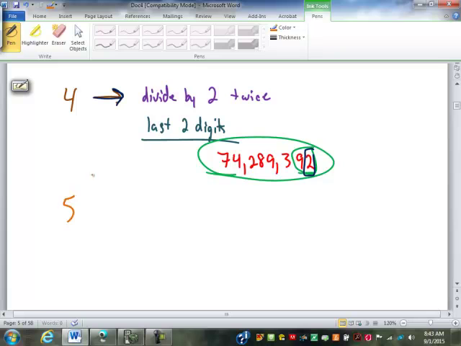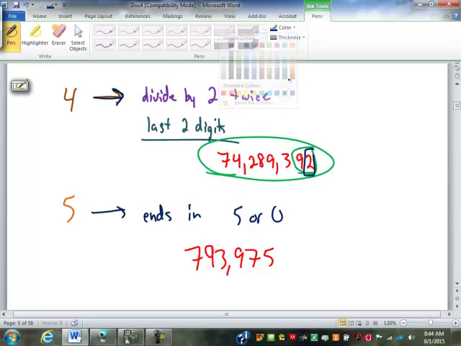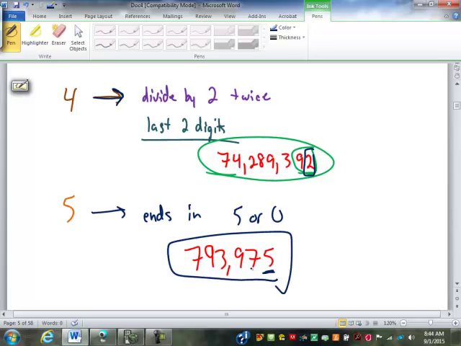How about 5? Tell if something's divisible by 5. Ends in 5 or 0. So just like with the 4s, we don't care about the whole number. All we care about in this case is the last digit, 5, which tells us that this is or isn't divisible by 5. Is divisible by 5.